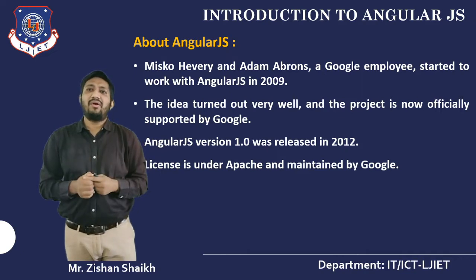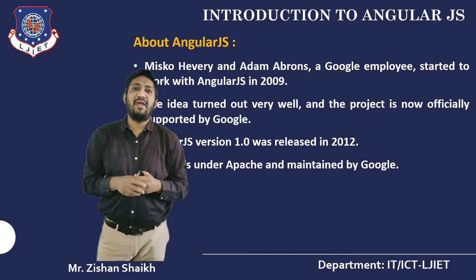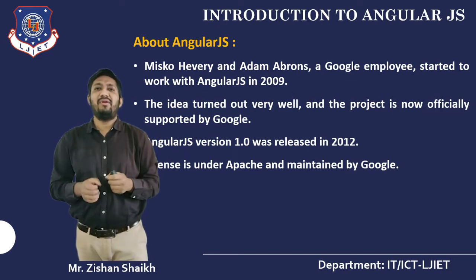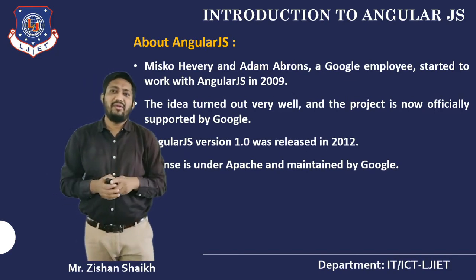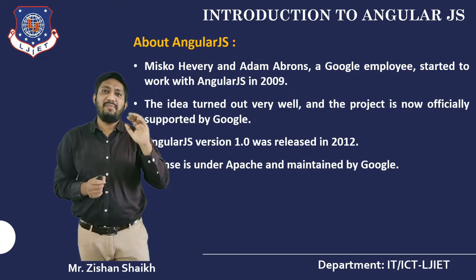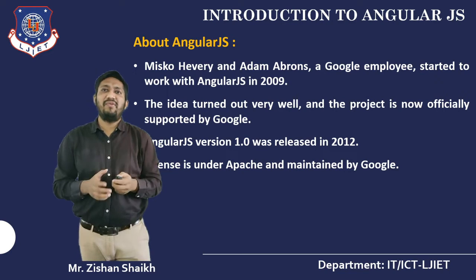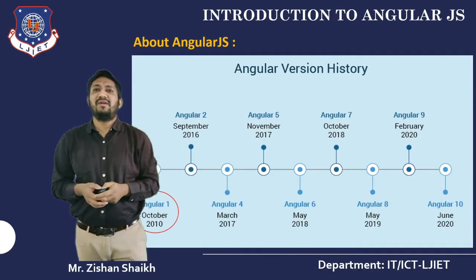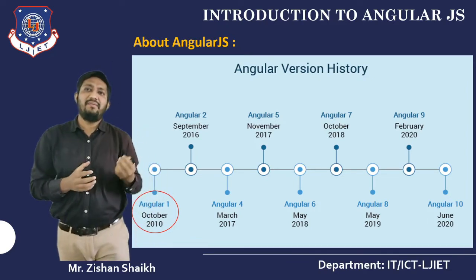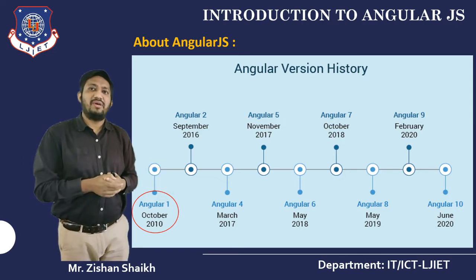The AngularJS license is Apache, and the framework is maintained by Google itself. Whenever you code for Angular and your CDN requests the Angular source, every time the request goes to the Google server, and the data comes from there. If we talk about the version history of AngularJS, as we know it is maintained by Google, first by these developers, and the first version came out in October 2010.